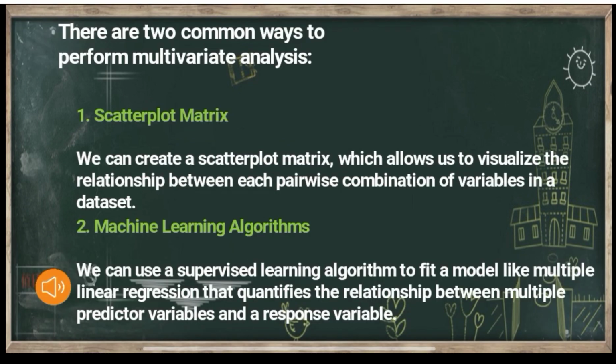Sa multivariate naman, there are two common ways to perform multivariate analysis. First is scatterplot matrix. We can create a scatterplot matrix which allows us to visualize the relationship between each pairwise combination of variables in a data set. Second, machine learning algorithms. We can use a supervised learning algorithm to fit a model like multiple linear regression that quantifies the relationship between multiple predictor variables and a response variable.